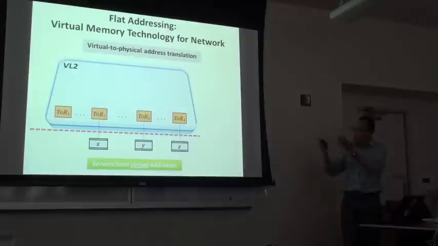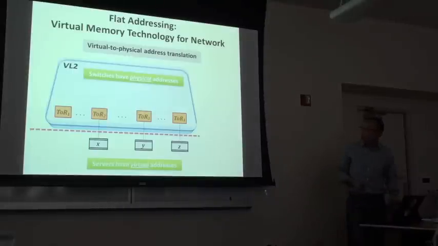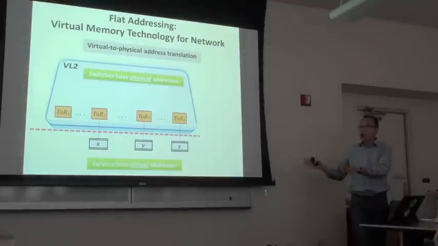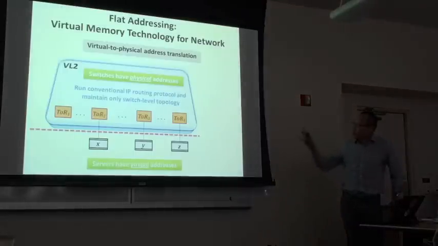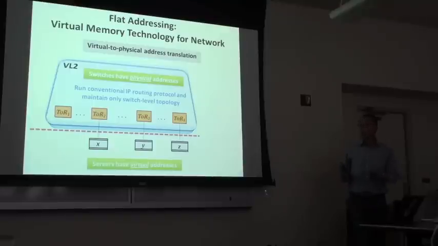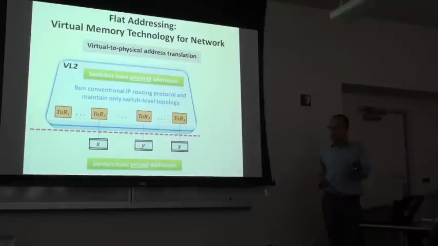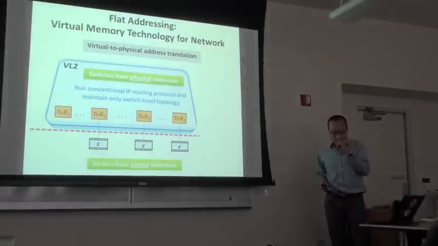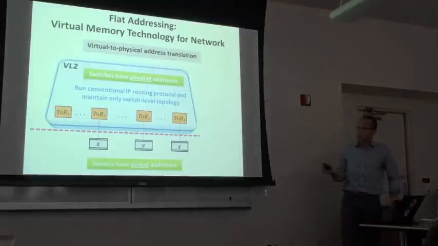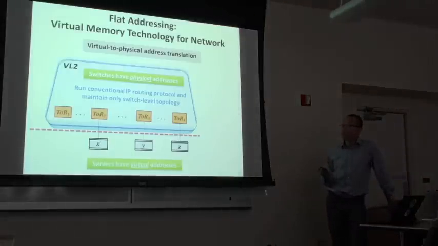So instead of exposing this virtual address to the network, I just let switches own their own location-dependent physical addresses. Switches have physical addresses, and they're aggregatable. And then I just simply run any conventional IP or even Ethernet routing protocol that maintains only the switch-level topology. And this actually reduces switch routing table size significantly, and also reduces the amount of routing information exchange. Because even in the largest data center, the switch-level topology alone is fairly stable and compact.